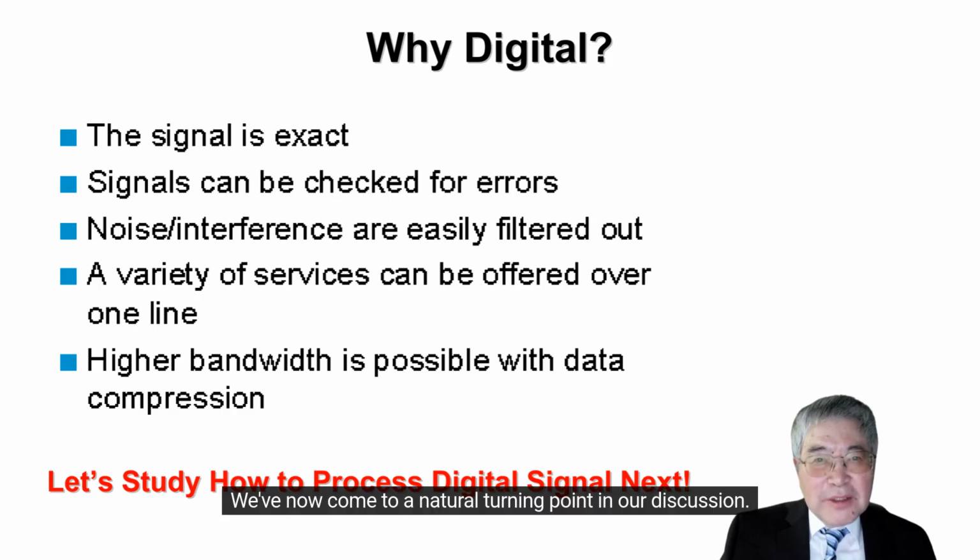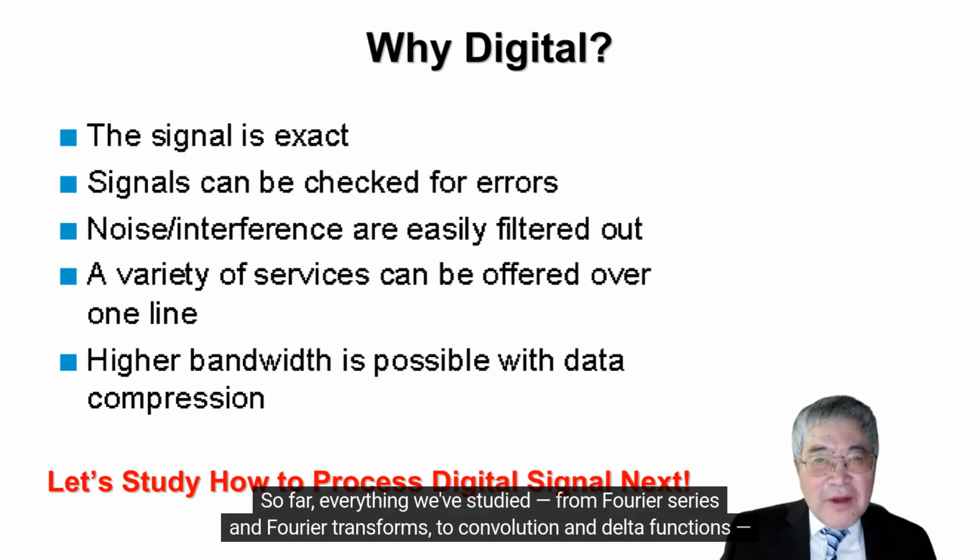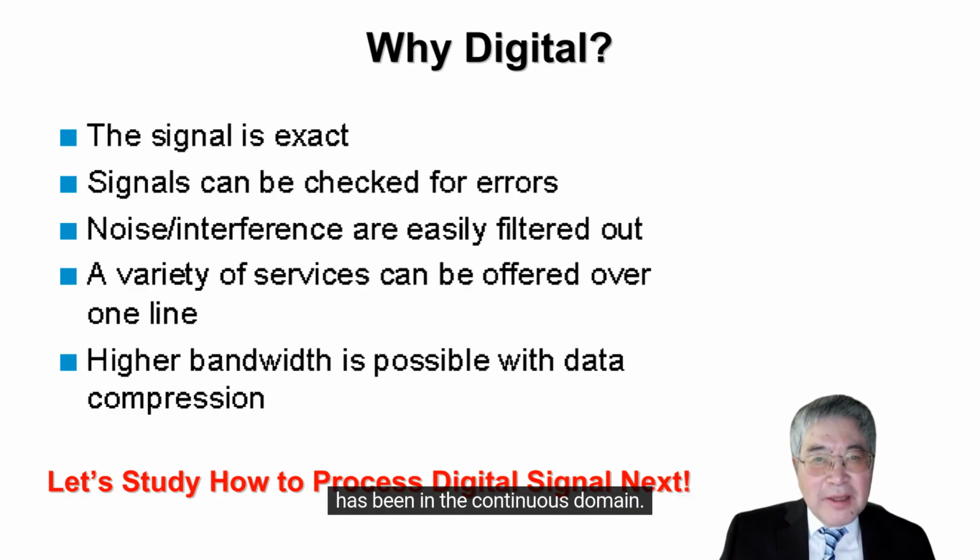We've now come to a natural turning point in our discussion. So far, everything we've studied, from Fourier series and Fourier transforms to convolution and delta functions, has been in the continuous domain. But now we need to ask a very important question. Why do we work with digital signals? Why go digital?